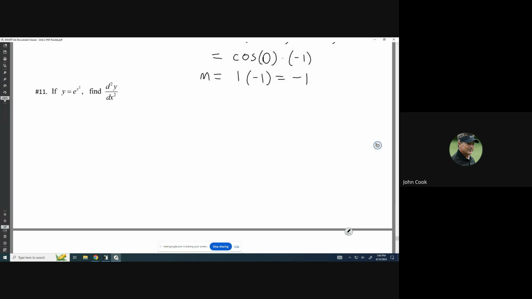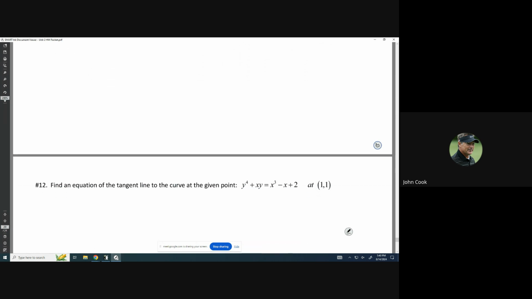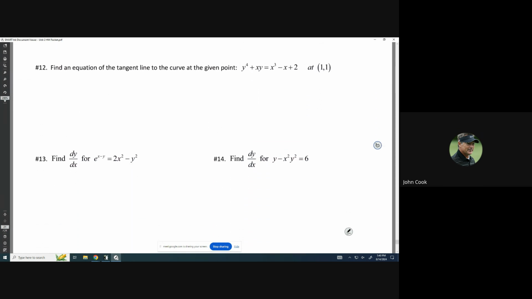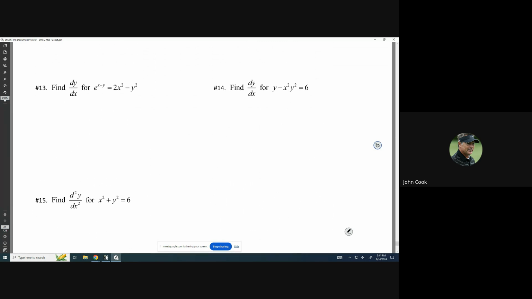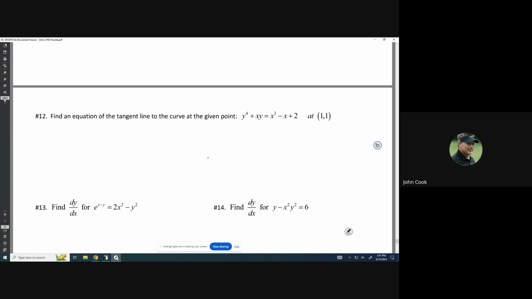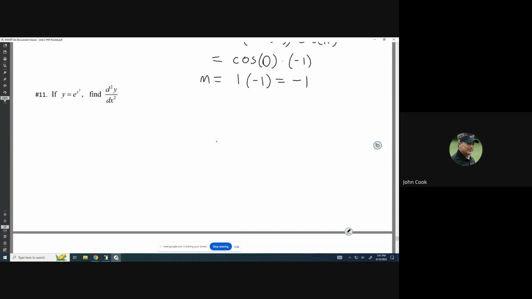We're going to be working on this test review. Looks like we got through the first 11 problems and we're on the last page. So let's see how many problems we can get through. Let's see, number 11.